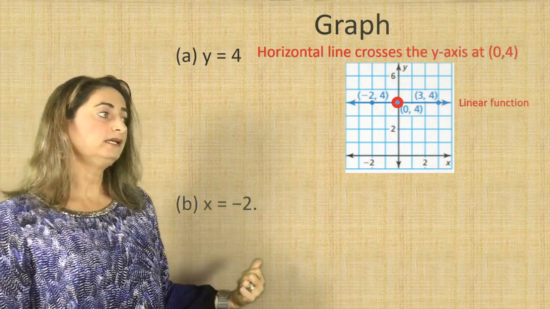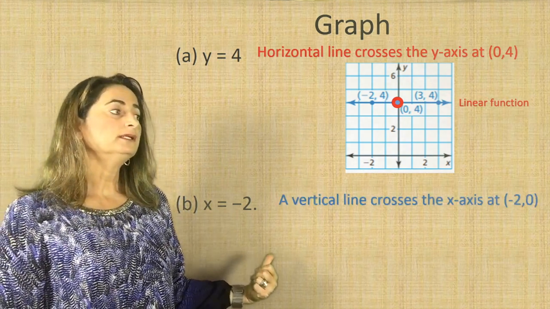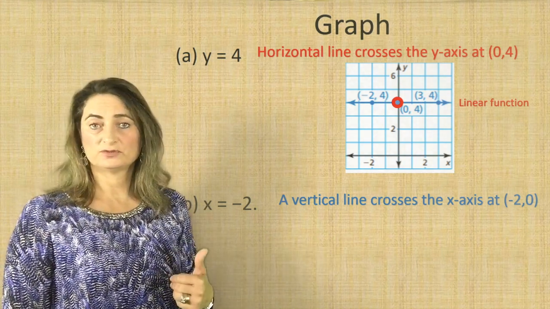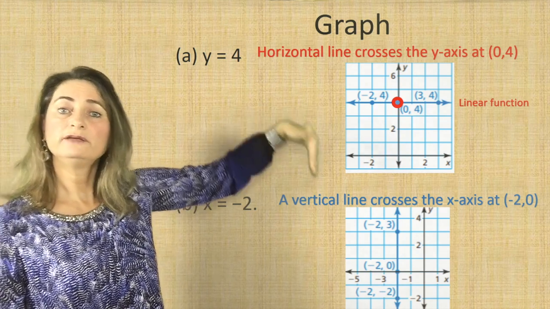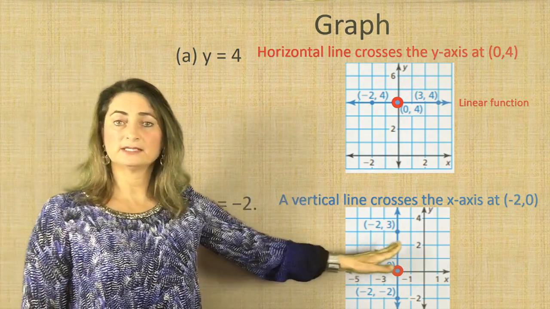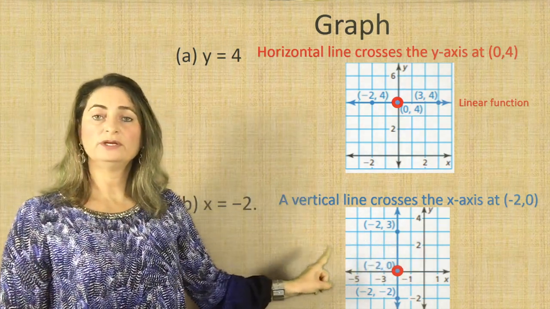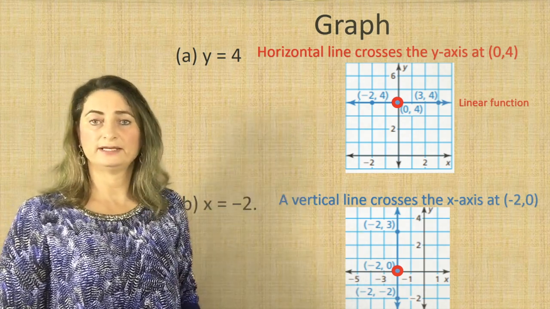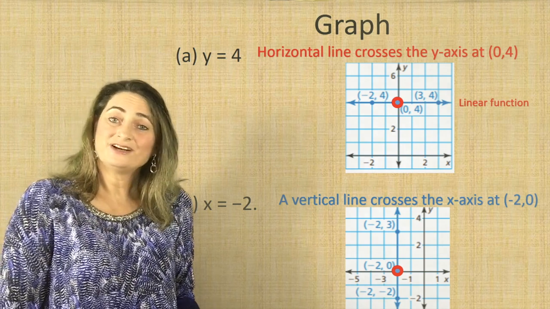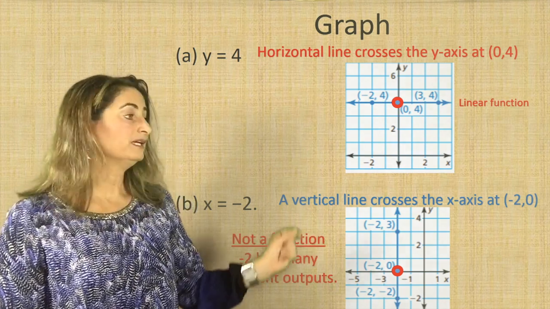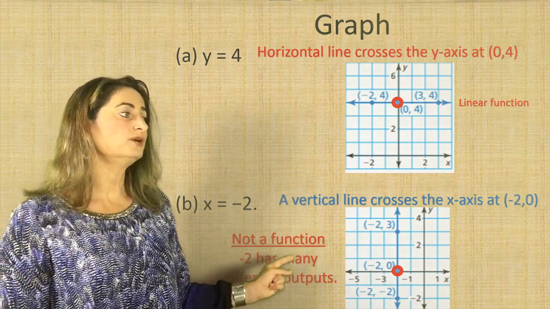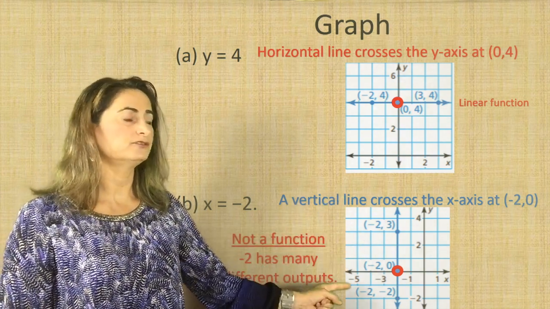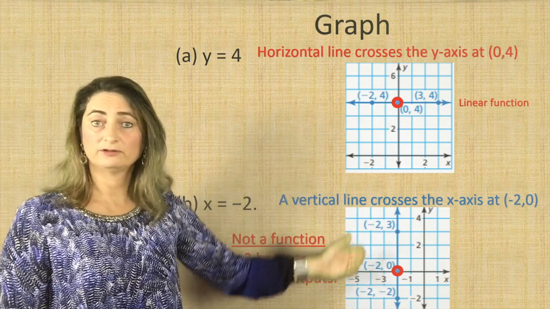Now, x equals -2, you will end up with a vertical line crossing the x-axis at -2, 0. So draw a vertical line. Look at the x-axis. Find -2 and put a dot there. Now draw a vertical line crossing the x at -2. Is that a function? No, because watch how -2 has many different outputs. -2 has 3, -2 has 0, -2 has -2, and even more than that if you look at the line.